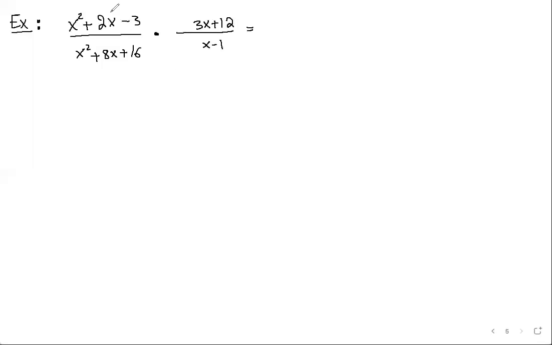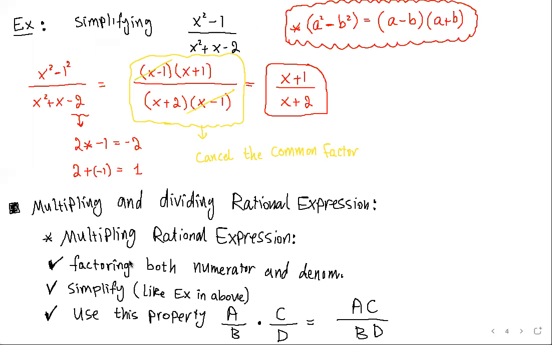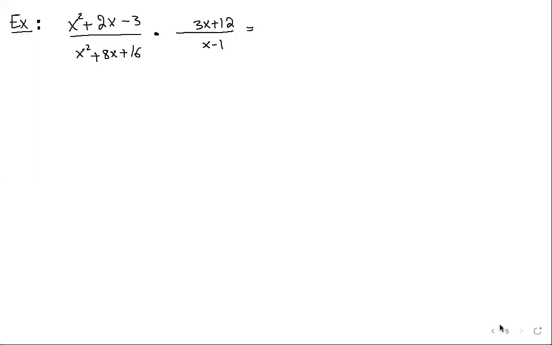This is equal. So I have a rational expression. Why? Because this is polynomial over polynomial times polynomial over polynomial. Now the question is multiplying both of these rational expressions. Like I said before, first step, factor both numerator and denominator for both of the fractions. Simplify, then use the property. What's the factor for the numerator and denominator for the first fraction?